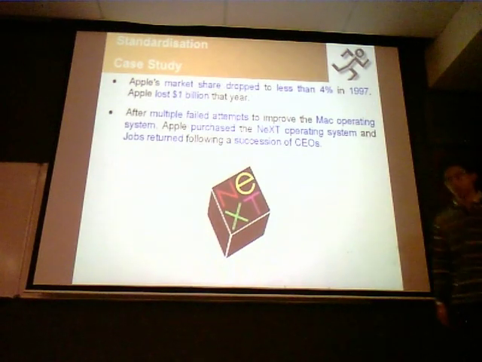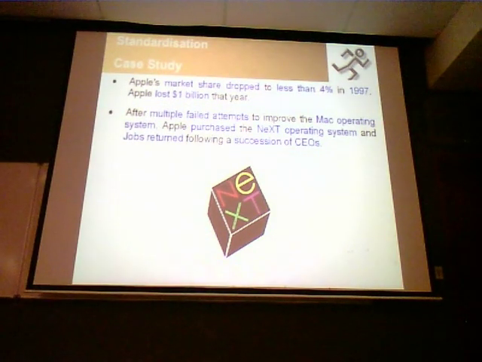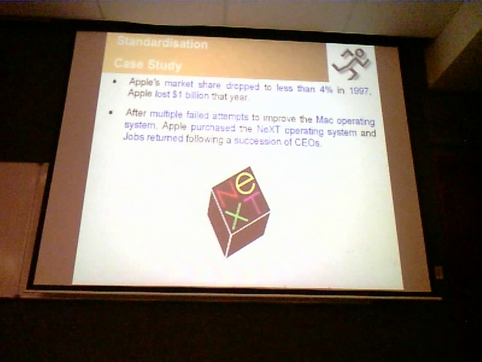Apple lost market share. How much did they have? 20%. What have they got now? 4, and they lost $1 billion that year. So that's what happened to Apple. They didn't hit the industry standard. They started to decline. They made multiple attempts to upgrade the operating system for the Mac. I guess what Jobs did was he exited the company and built this thing called the Next operating system. They went and got Jobs back and also got the Next operating system back and put that into the Mac.